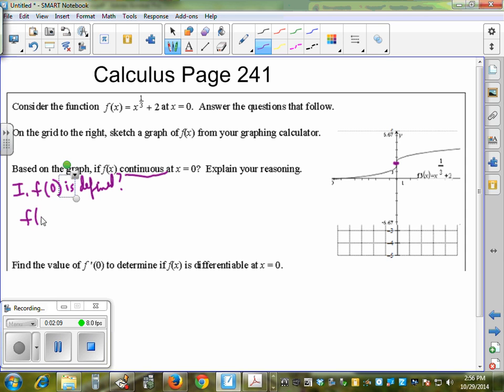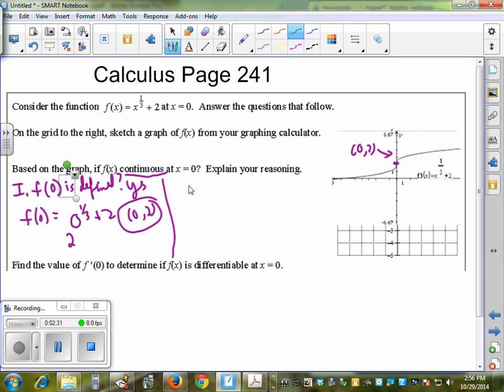So we just plug in. We know the cube root of 0 is 0 because 0 times 0 times 0 is 0, plus 2, and that's 2. So yes, it is, and we have the point (0, 2). So we know the coordinates of that point are (0, 2).